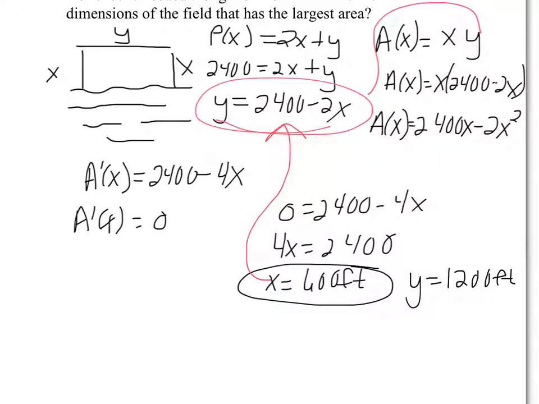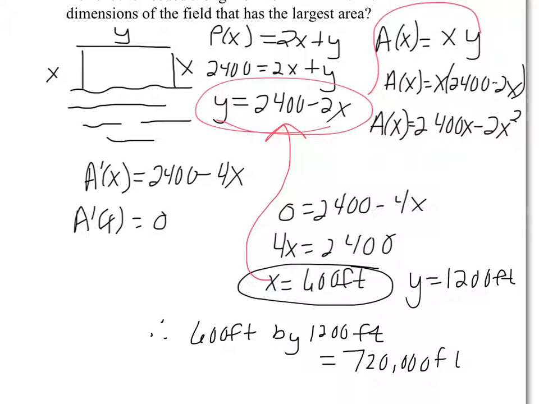So we were asked to find the dimensions, so our final answer can be 600 feet by 1,200 feet. And if we wanted to go a step further and actually say what the actual area is, which we were also asked to do, we would have 720,000 feet squared.